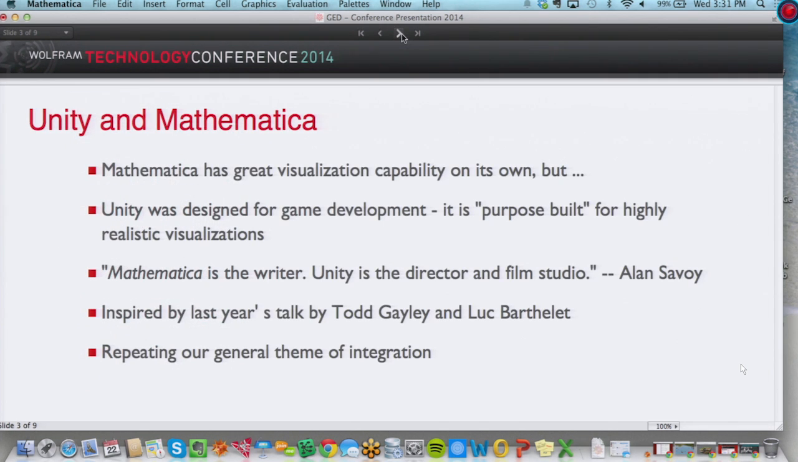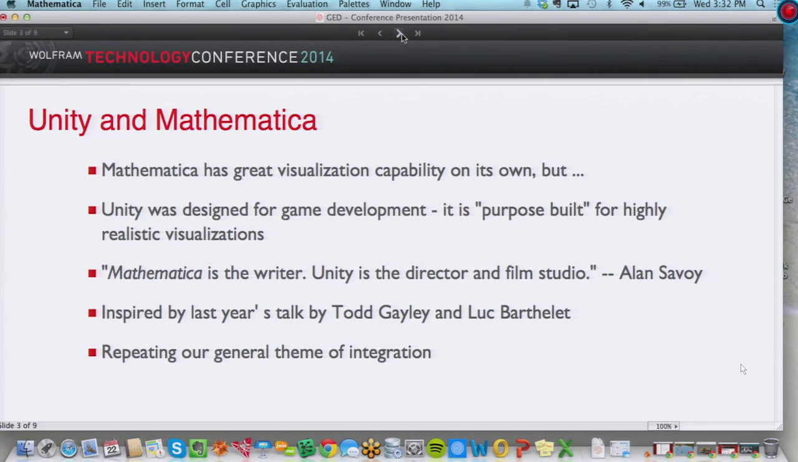So let's look at these two environments. Mathematica, of course, has great visualization capability, without question. However, you do have this game engine, Unity, that was designed specifically for very, very realistic 3D visualizations. One of my colleagues, Alan Savoy, made this quote: what if we could have Mathematica as the writer, using the movie metaphor, and Unity as the director in the film studio? In other words, could you create logic in Mathematica about the movement of objects in a realistic scene, and then come over to Unity and watch that scene play out?